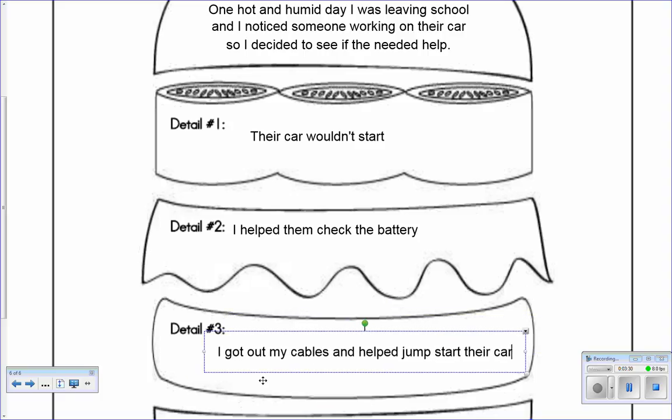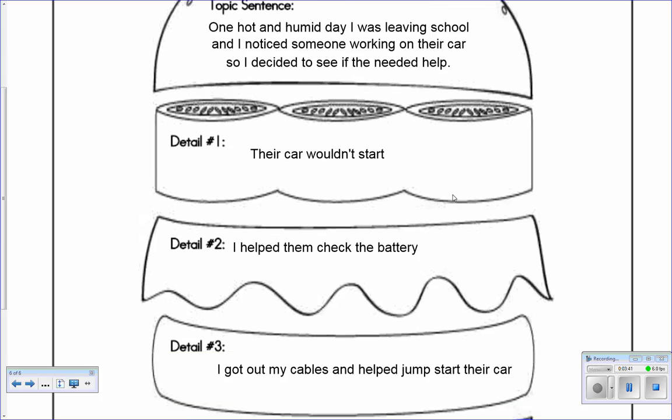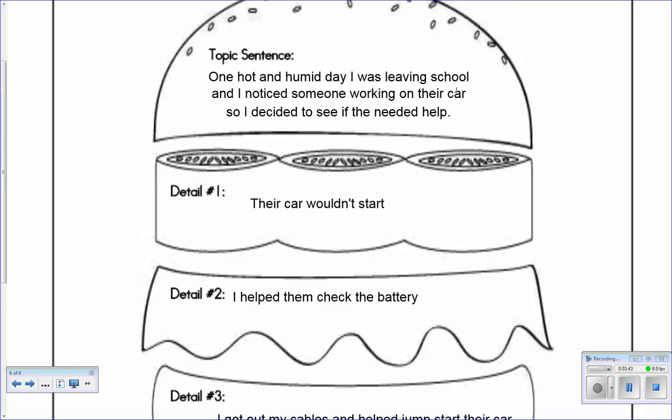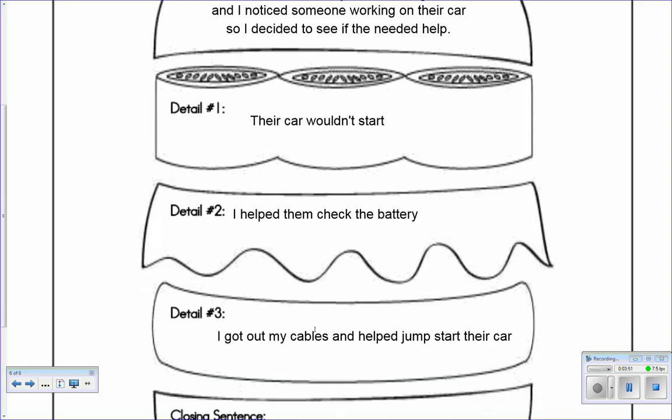Very quickly, notice that I didn't use complete sentences. They don't have to be because this is just a plan for our hamburger writing. My 3 meaty, vegetable-y details to support me helping the person with their car is it wouldn't start, I helped them check the battery, and then I got my cables out and helped jump start their car. Notice how my 3 details are in order. I didn't get my cables out first and start doing anything. I found out what was wrong. I looked to find where the problem was, and then I had the solution.